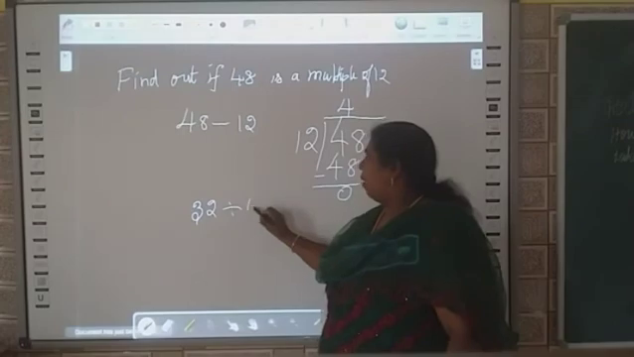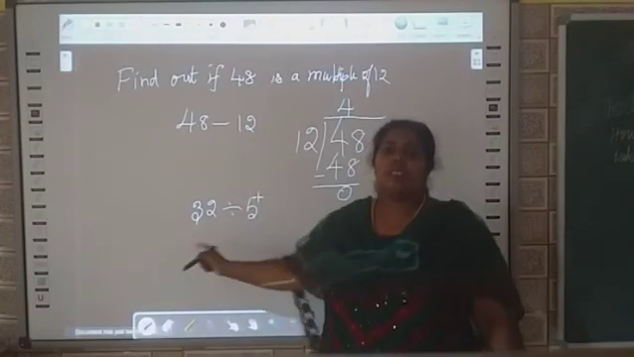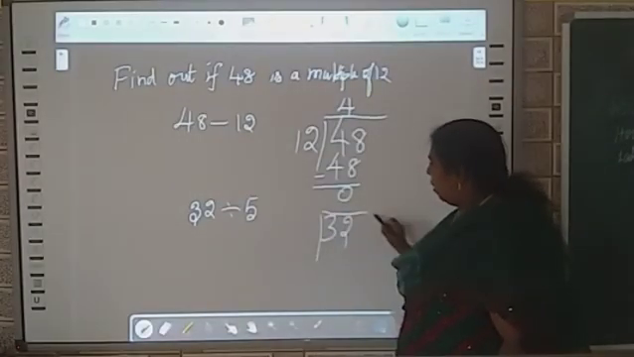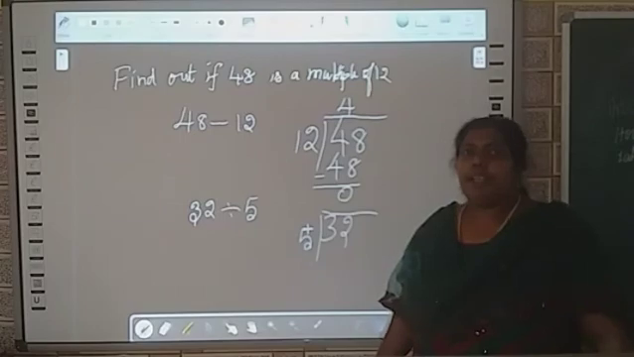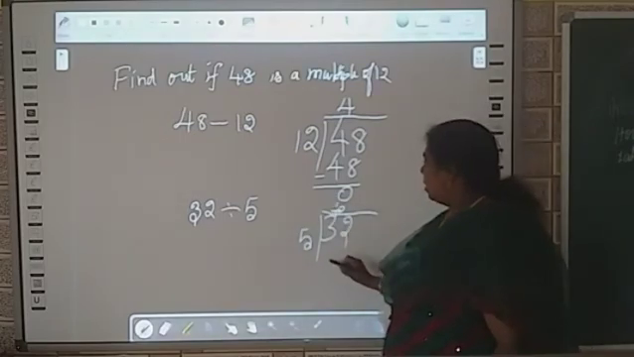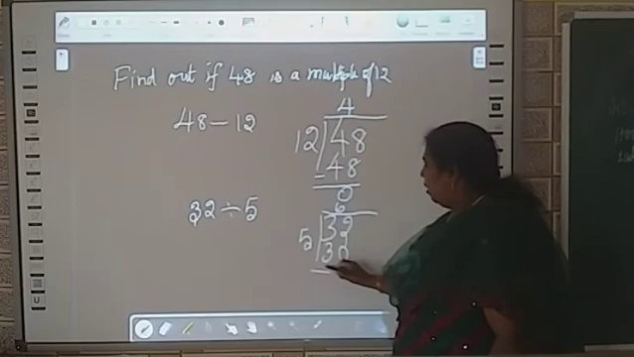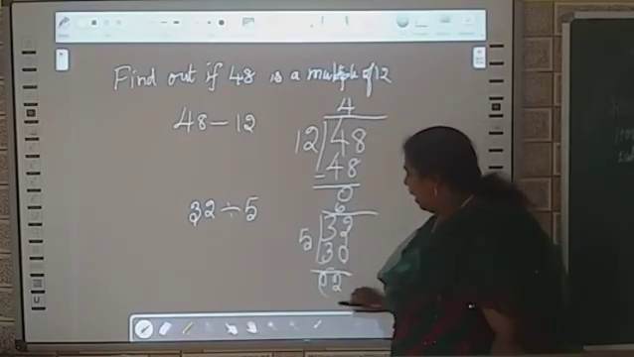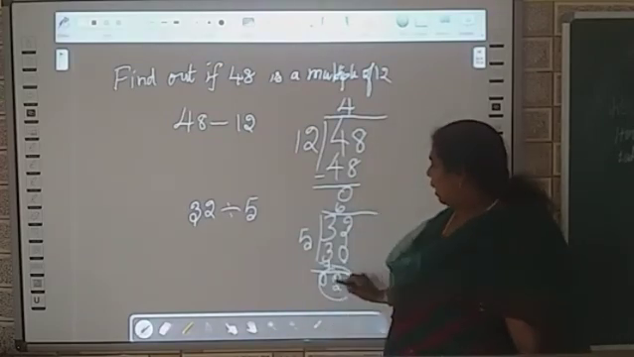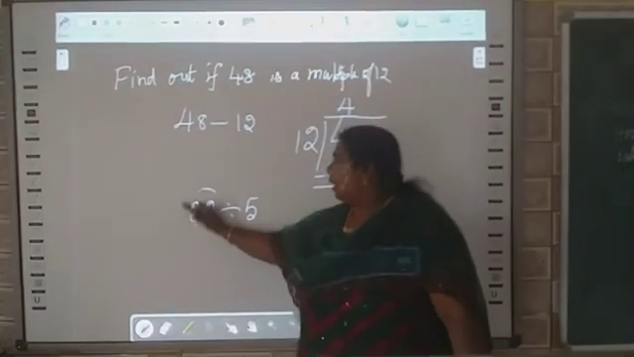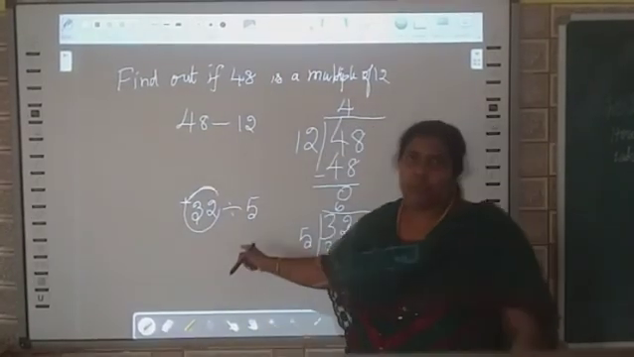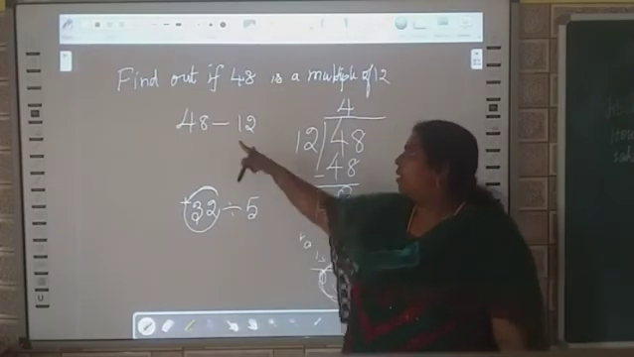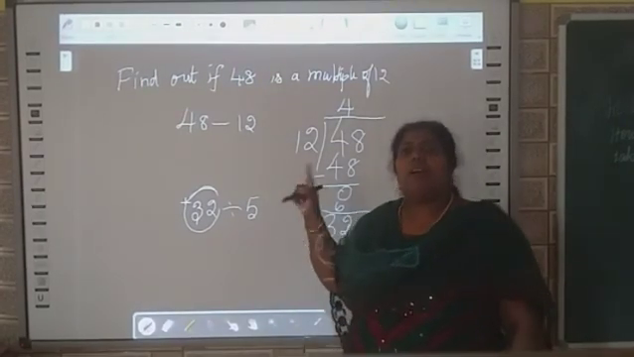The next number, 32 divided by 5. Now you check this. Is 32 a multiple of 5? Now you can check. 32 divided by 5. How many times will 5 come? 6 times, isn't it? 6 times 5 is 30. Here 32 minus 30 is 2. We are getting 2, isn't it? So the remainder is 2. Now this 32 is not a multiple of 5.